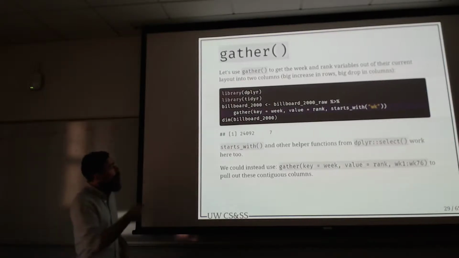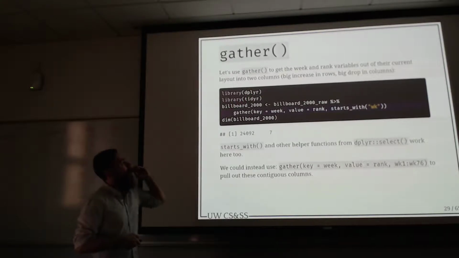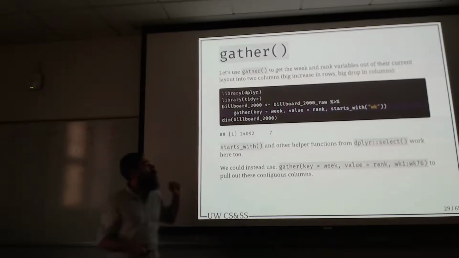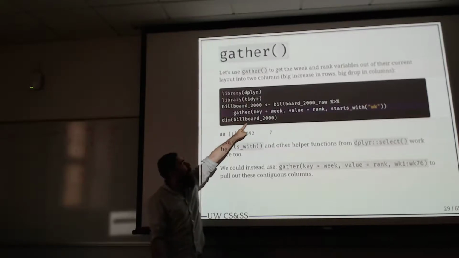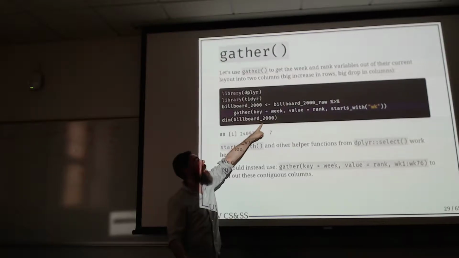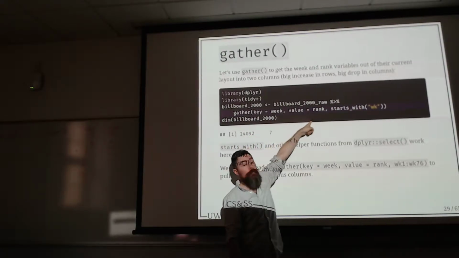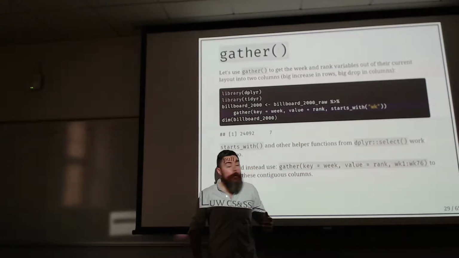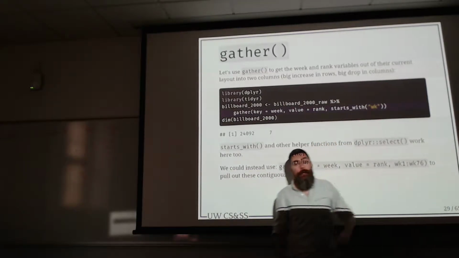It works like this. I load up dplyr, load up tidyr, then I say the new Billboard 2000 data is equal to the old Billboard 2000 raw data. I'm going to gather. The key is something I'm going to generate. It's a new variable, and I give it a name. The key is week, so the new variable is going to be named week. The value is rank. The new value column is going to be named rank. And what am I going to gather? I say we're going to gather every column that starts with WK.